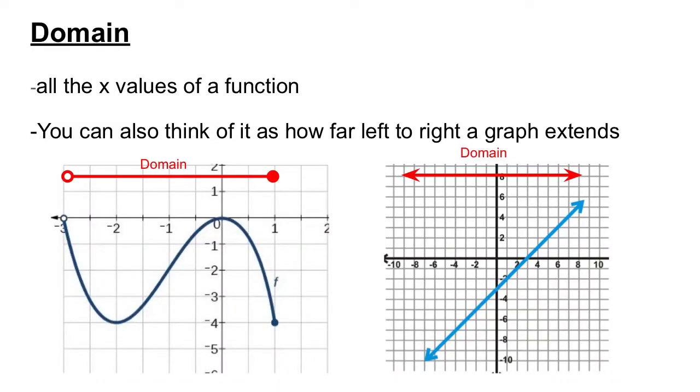Now let's review domain and range. So domain is all the x values of a function. And you can think of it as how far to the left and right a graph extends. So first, the domain here extends from this open circle at the 3. If I were to draw a box around my function, it extends from the open circle at 3 all the way over to here, where I have a closed circle at 1.